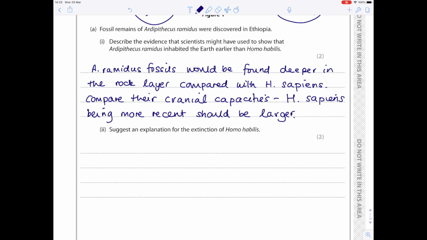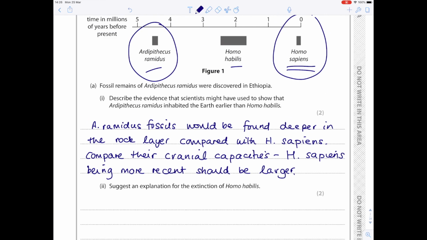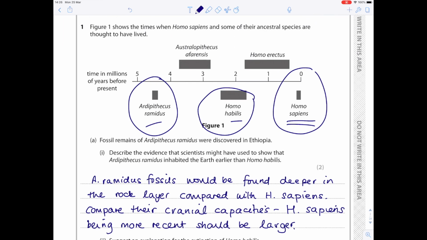Question 2. Suggest an explanation for the extinction of Homo habilis. So what might have caused all of these Homo habilis individuals to have died out? Well, the most likely explanation here is competition. They were simply outcompeted by other Homo species, potentially Homo erectus, which came along, took all their food, took all their resources, and effectively outcompeted Homo habilis.